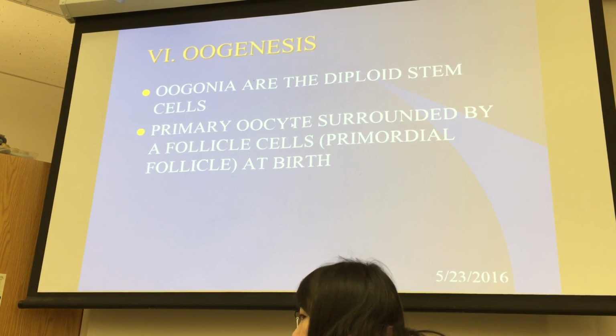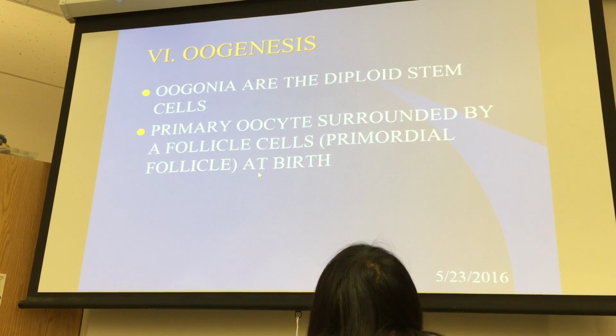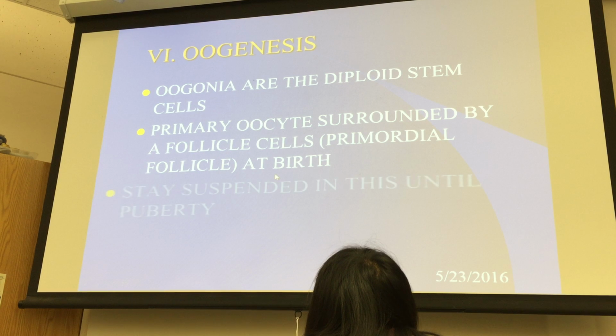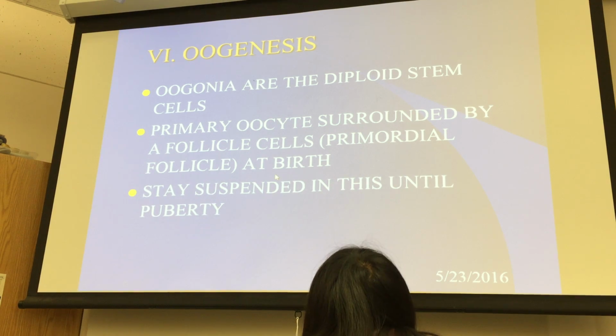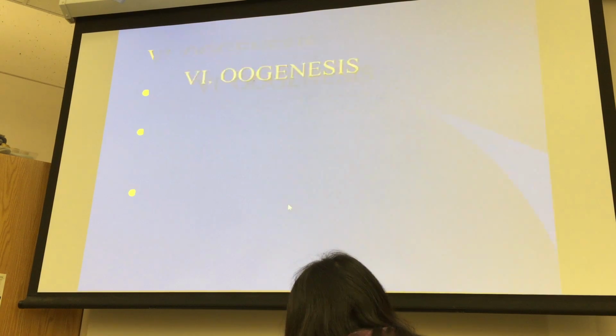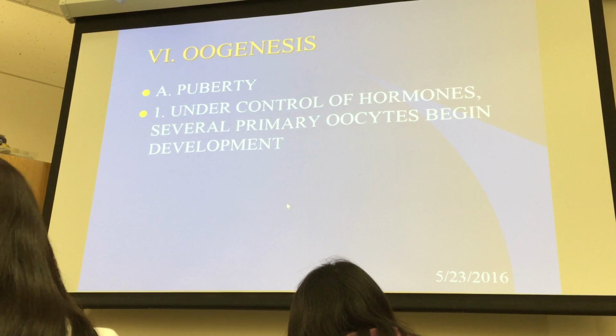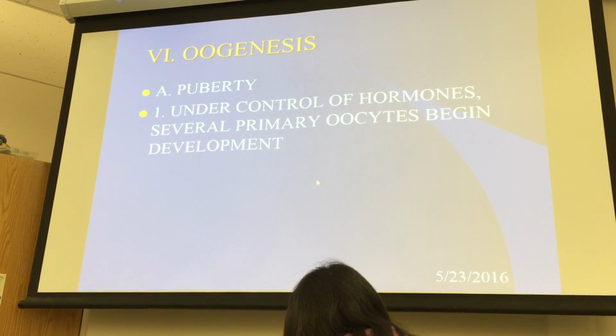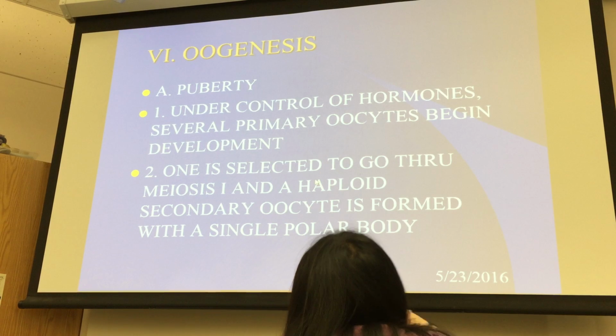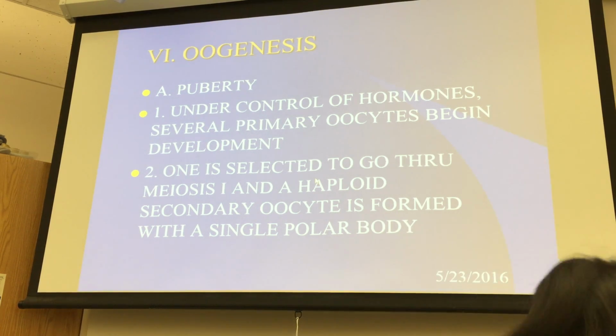So we start out with primary oocytes, and we start in the female. These are present at birth, and there's about 400,000 of them. It's crazy. They stay suspended until puberty at this primary oocyte stage. And at puberty, hormones start taking over. And that's no surprise to anybody in the class. One each cycle, if you will, is selected to go through meiosis 1, and we make a haploid secondary oocyte. And we get an odd cell.